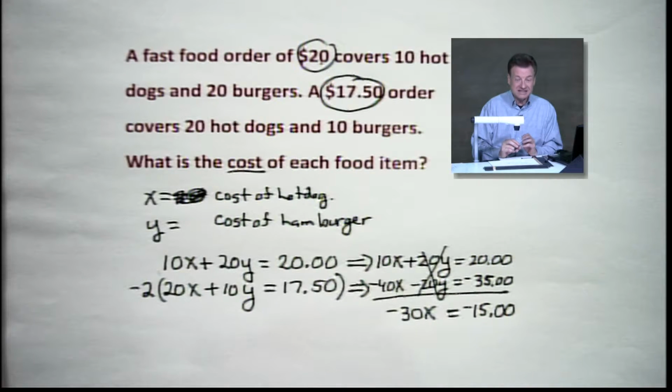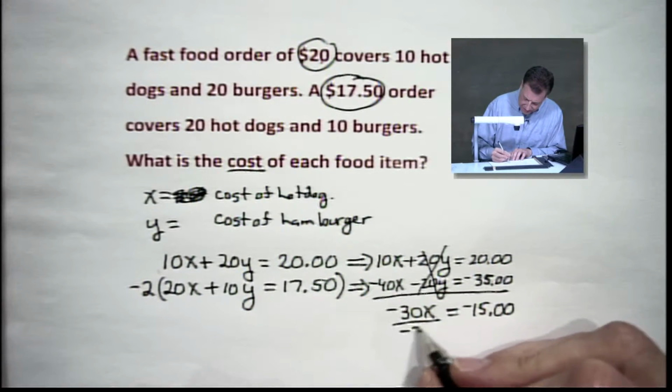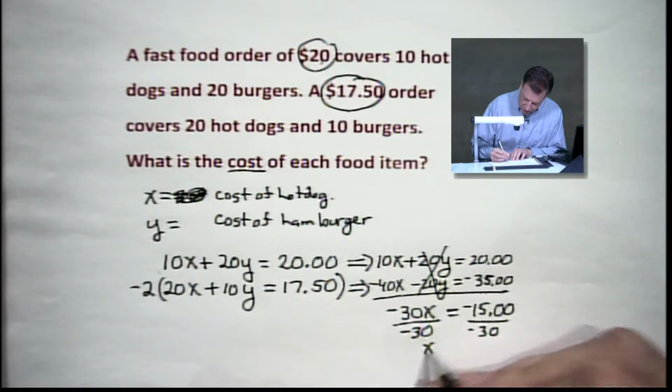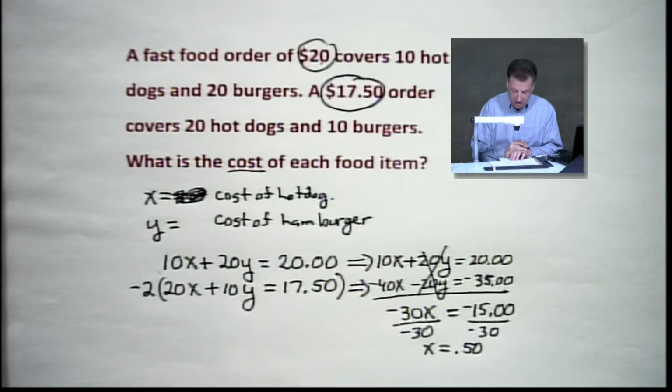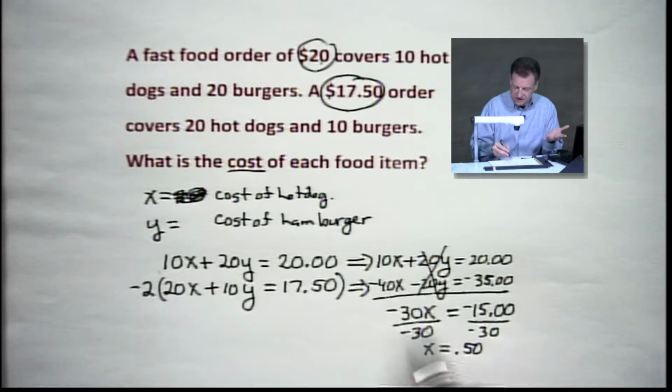So let's see where we're going on this. By the way, we're talking about money, right? It's got to be positive, and it should come out hopefully fairly even, all right? Not evening yet, but even. Let's take that -30 into the -15, and it looks like we have a 50-cent hot dog. Because 15 divided by 30 gives us a half. -15 divided by -30 gives a positive half, all right?